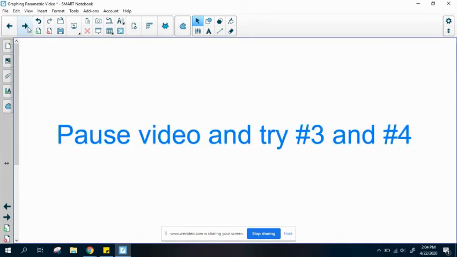So if you want to pause the video right now and try number 3 and number 4 on the note sheet, and then I'll show you the answers and see if you got them right. Remember, all you have to do is take your t values and plug them in. Then you have to indicate which one was the starting one and the direction of travel that you went.